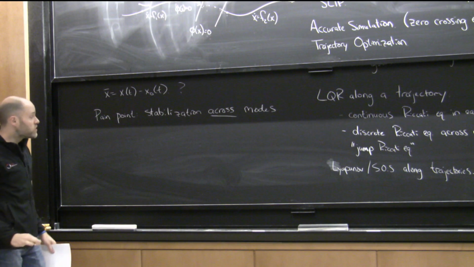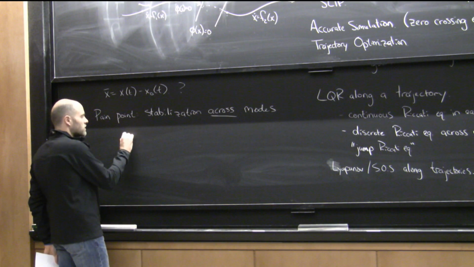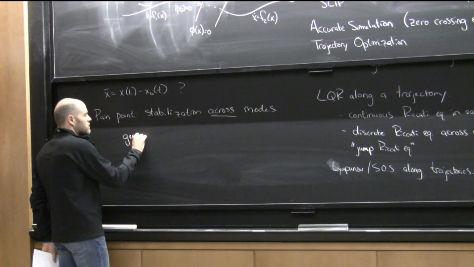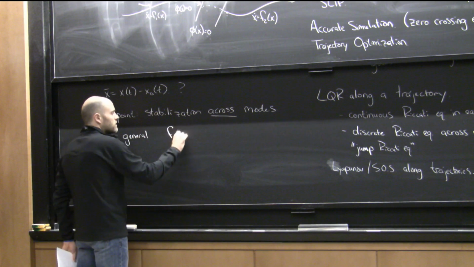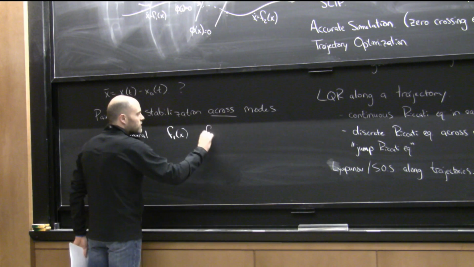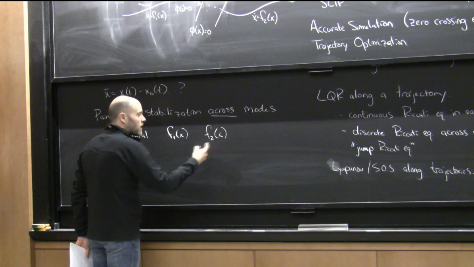Right? There's really no guarantee. The general F1 of x and F2 of x could be arbitrarily different.